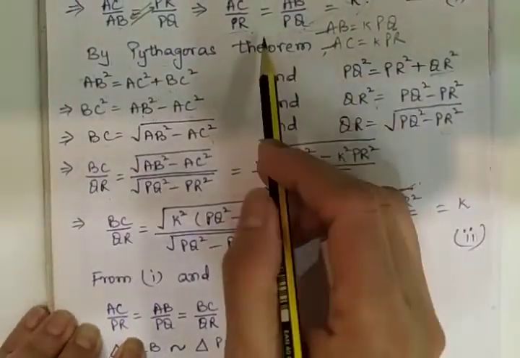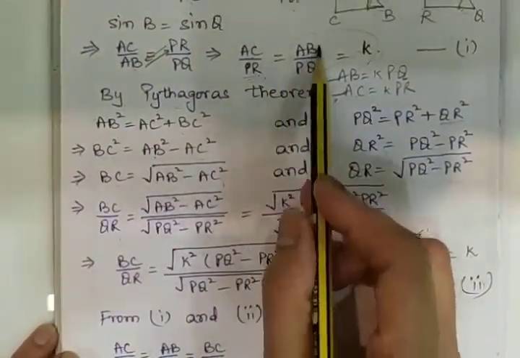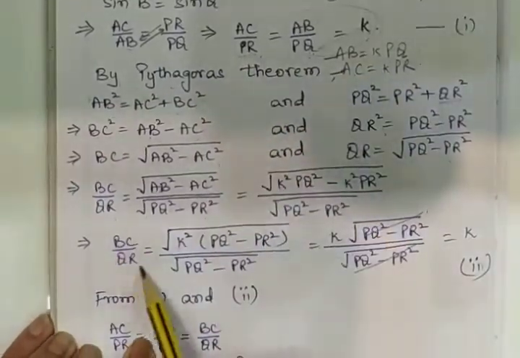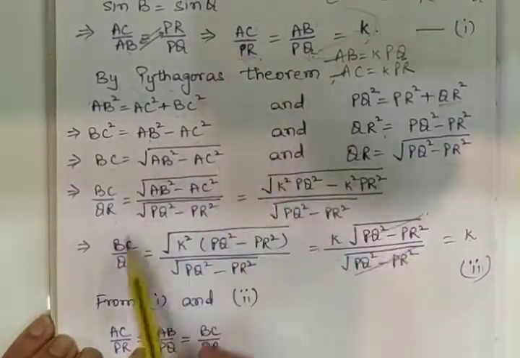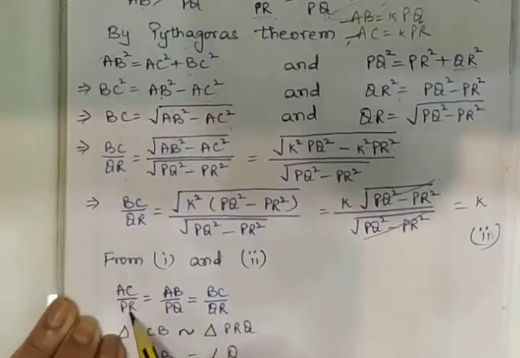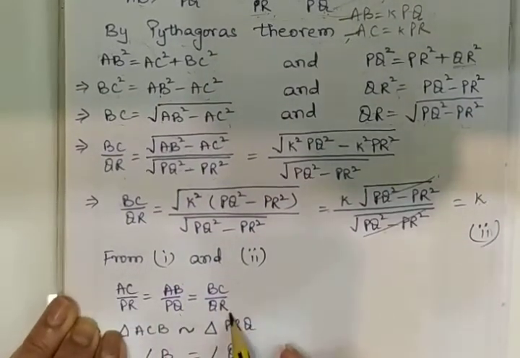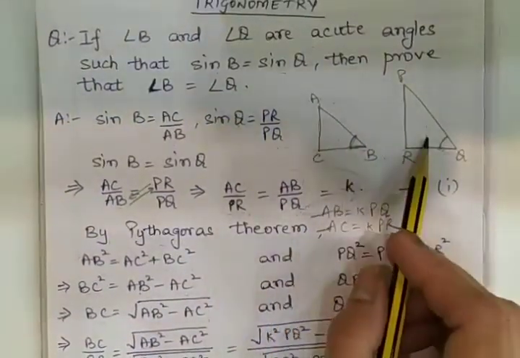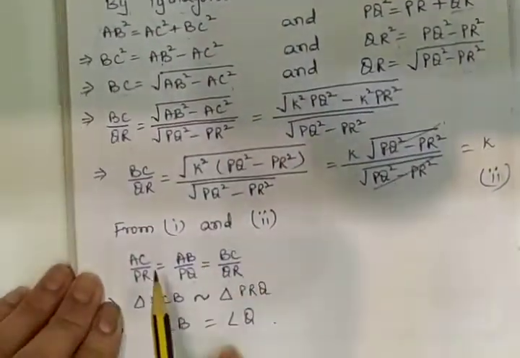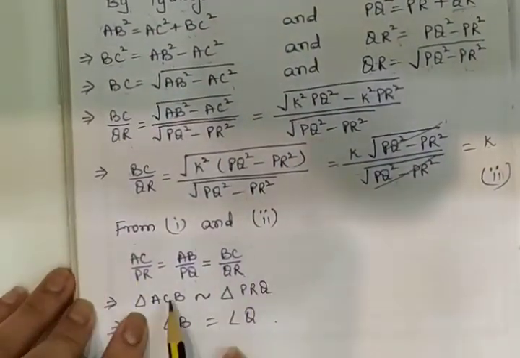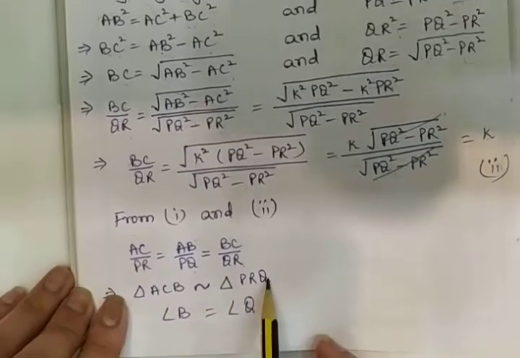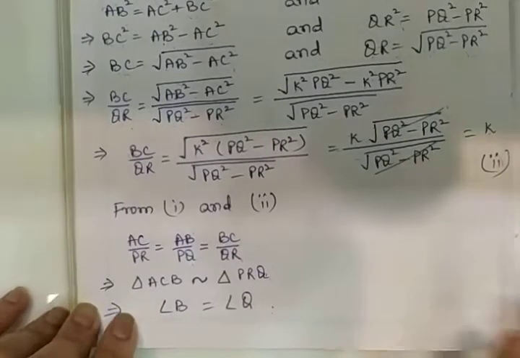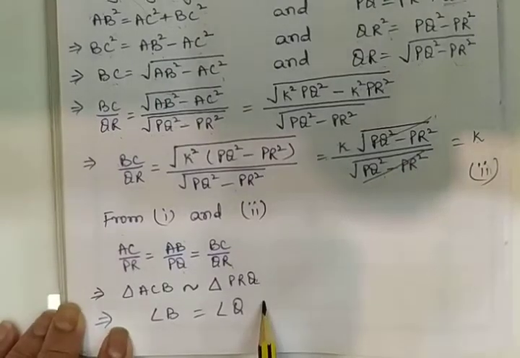Now from the first and the second equation, these are the two equations which we have got. From 1 and 2: in 1 we had AC upon PR is equal to AB upon PQ is equal to k, meaning these two ratios were equal to k. Here we have proved that this particular ratio is also equal to k, so all three ratios have become equal: AC upon PR is equal to AB upon PQ is equal to BC upon QR. Now what is the condition to prove similar triangles? That the ratio of all the sides should be equal, which we have proved here. This proves that the two triangles are similar, and when two triangles are similar, then the corresponding angles are equal. So angle B is equal to angle Q. This way we have proved that angle B is equal to angle Q.